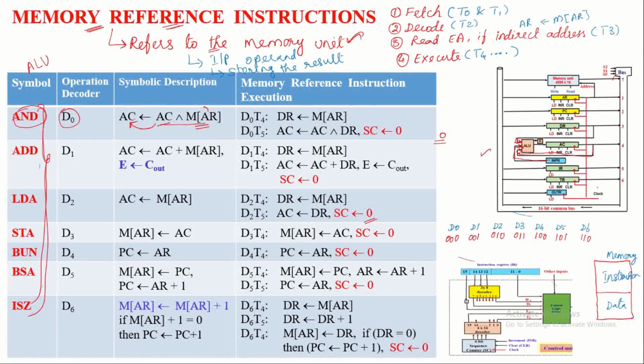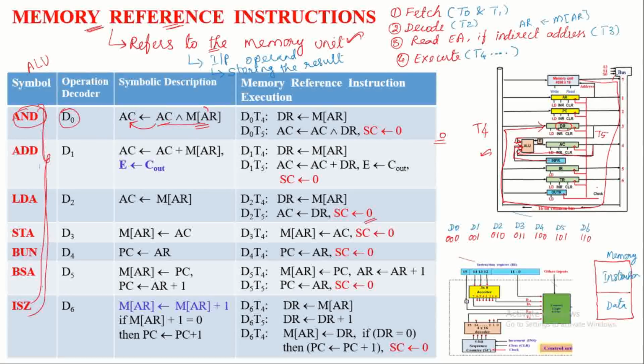If any operand needs to be received by the ALU unit, first it has to be transferred to the data register during timing signal T4, and once it is loaded into the data register, in the next timing signal T5 the ALU unit can receive that operand. This is one of the very important points you need to remember when you learn about the memory reference instruction. Let us now apply this concept for performing the AND operation.